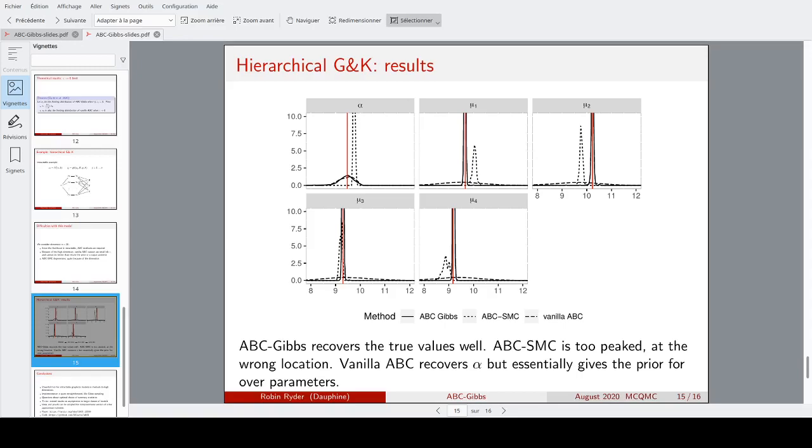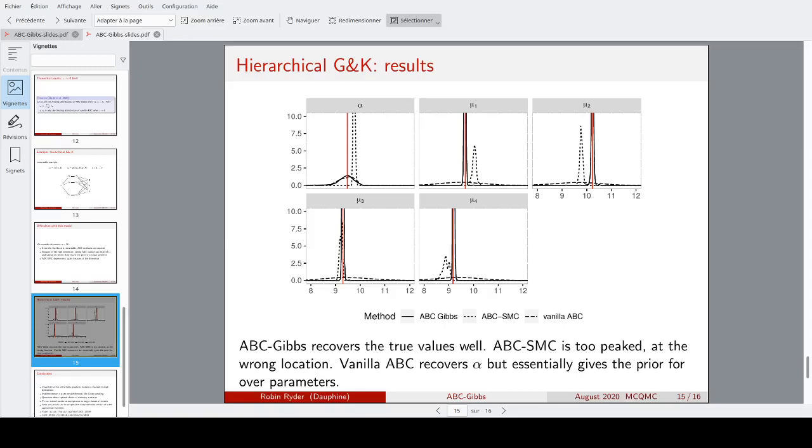Now, if we look at this, for alpha, ABC Gibbs and vanilla ABC are both doing fine. They have a posterior which is centered on the true value. ABC SMC is quite peaked, and it's in the wrong location. And for all the other parameters, what you can see is that ABC Gibbs is centered on the correct value, usually with quite small variance. Vanilla ABC is going to basically give you the prior. It's going to be a very vague distribution. And ABC SMC is almost always peaked in the wrong place.